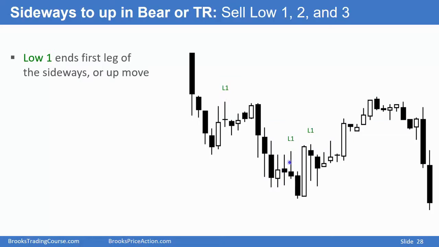Still going down, a new bear breakout, so I start the count over again. This becomes a low 1. A sideways pullback, this becomes a low 2 sell signal. You can call it a low 1 again. You could say we had a new low and it's a low 1.